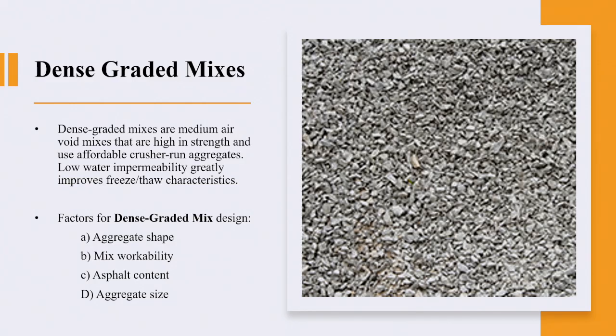So dense graded, again, there are few factors which we have to think about. One is the aggregate shape. The second one is the workability of the mix. The third one is the binder content. The fourth one is the aggregate size. Now, the aggregate size, as I mentioned, it is very important because the coarser the aggregate, the better its contribution to fighting the top-down rutting through bearing between aggregate particles.